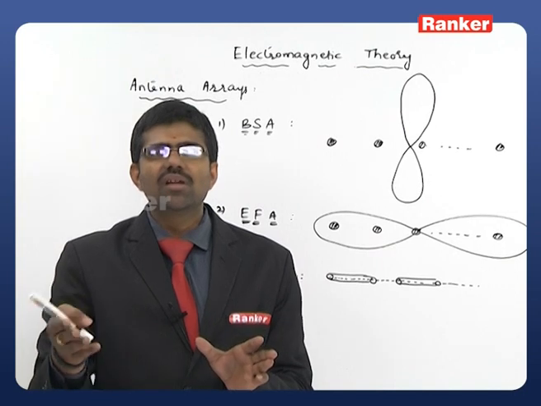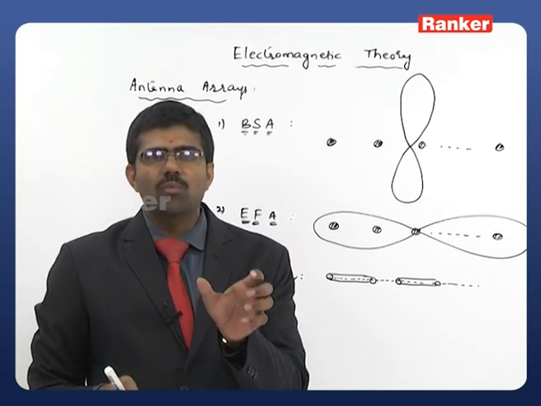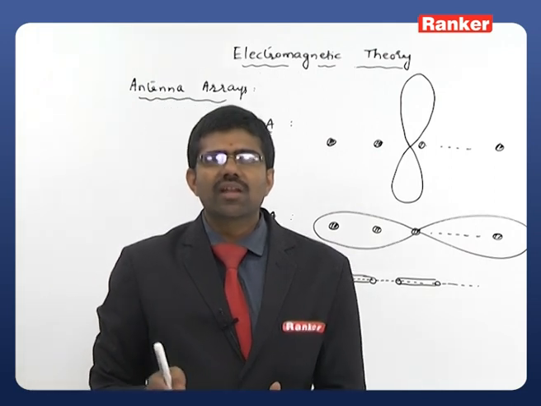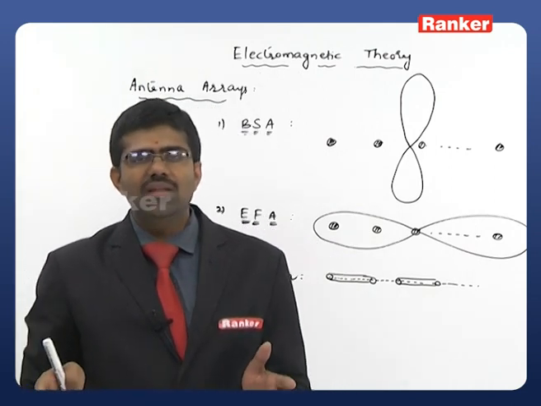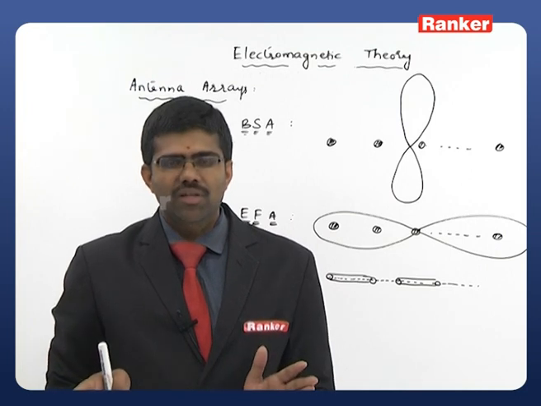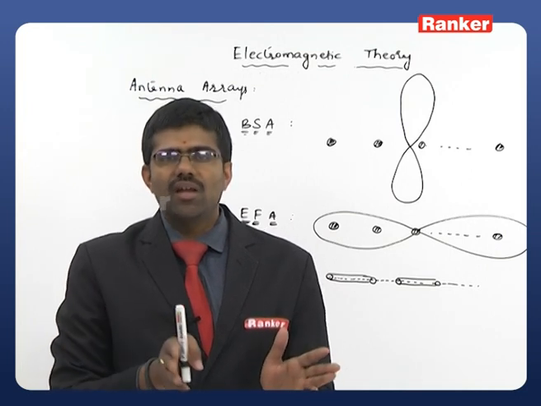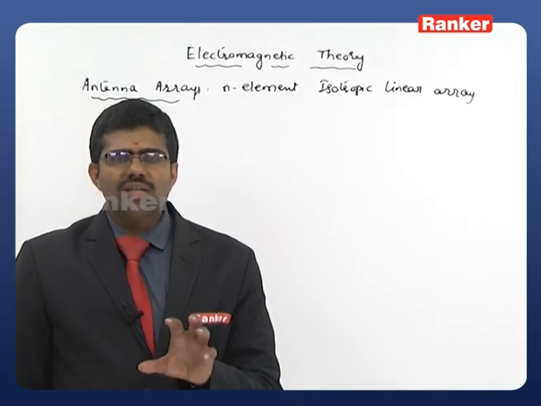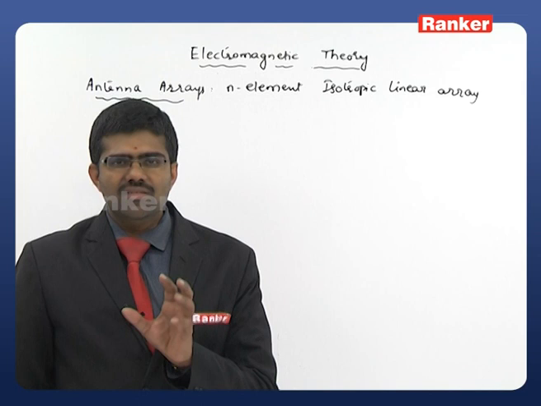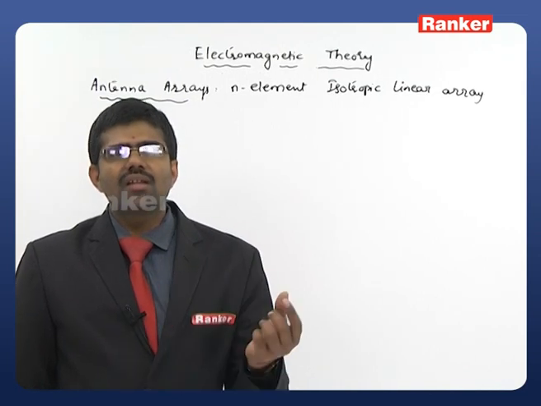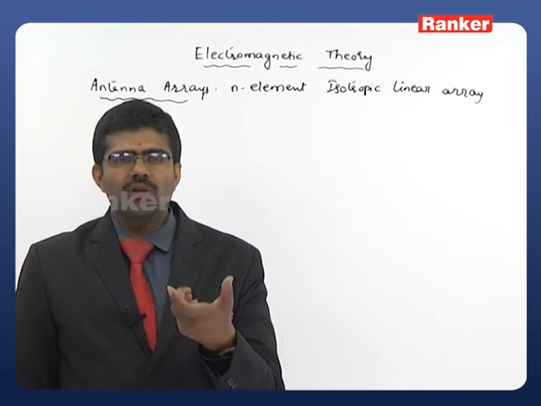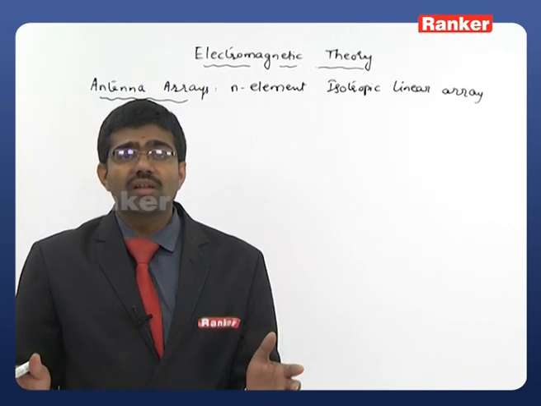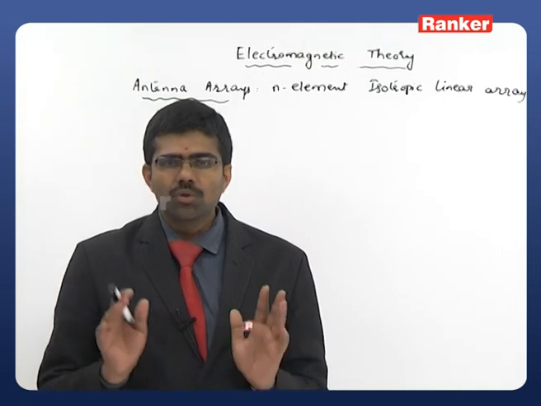Now we will learn what those conditions are to get a broadside array or an end fire array. For that, we will start our analysis with n element linear isotropic sources, that is, an array formed with n isotropic sources. Now I will derive the resultant electric field intensity. If we consider n isotropic sources separated by a distance d, what will be the resultant electric field intensity because of that particular linear array? That is what I am going to derive.